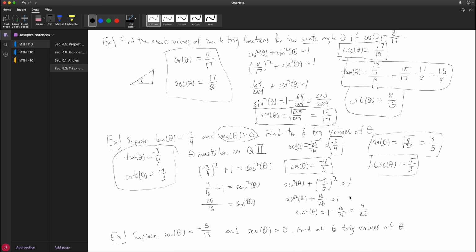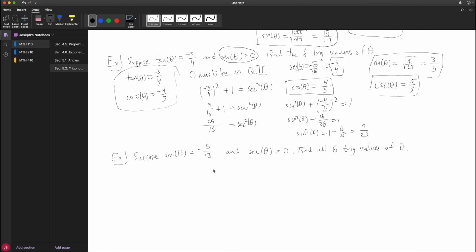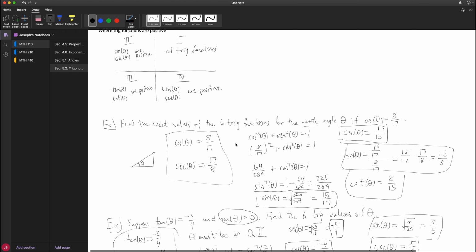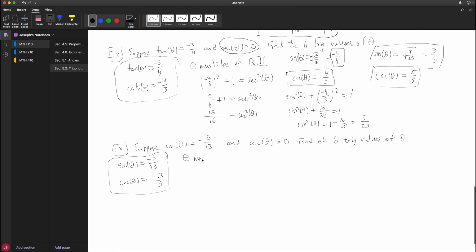All right, so one more example. Go ahead and try this one if you like. But we'll go ahead and start this one together. I know that the sine of theta is minus 5 over 13, which says that the cosecant of theta is minus 13 over 5. That comes for free. So let's go ahead and put a box around those. Okay. Now, secant of theta is positive. So where is sine negative but secant positive? Well, that looks like it has to be quadrant 4, right? So write that down. Theta must be in Q4.